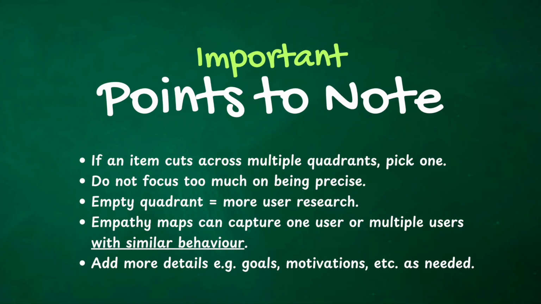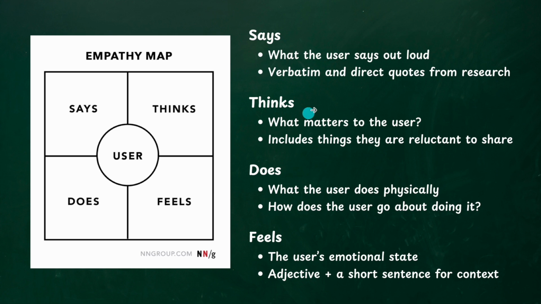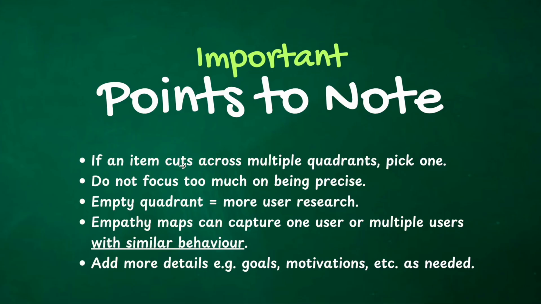That's not our goal. Our goal is to capture their thoughts, their behaviors, their experiences, their emotions. And so far you are able to fit the expressions into one of these categories, then we are good to go. So don't focus too much on being precise. Don't try to create a perfect empathy map. Then an empty quadrant means that you need to do more user research.